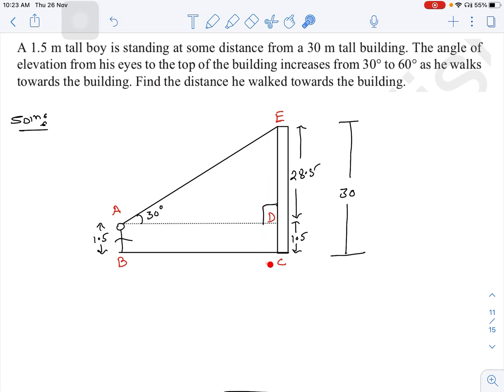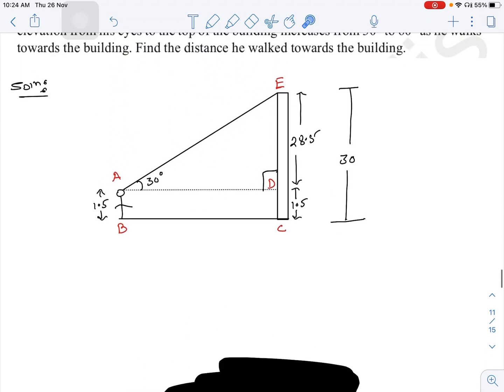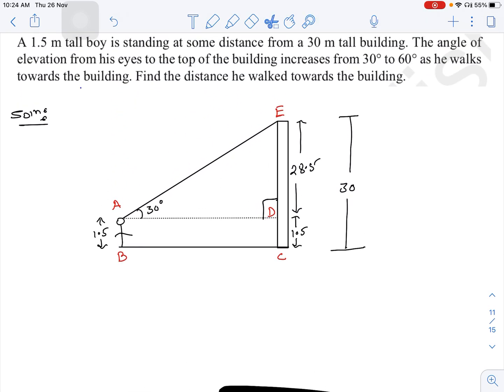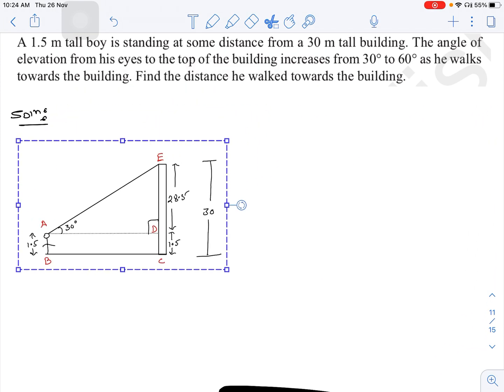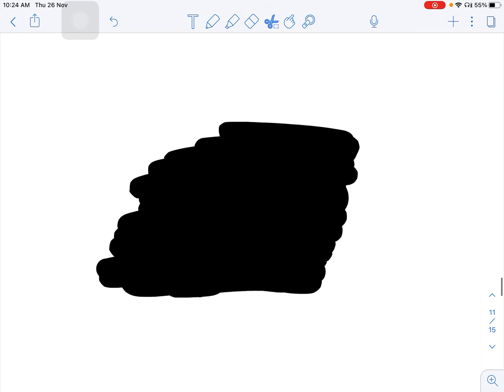Now, this total height of the building is 30. If we subtract the height of the boy, we get the remaining height of building as 28.5. That is 30 minus 1.5. Okay. Now the boy is moving towards the building, so the angle of elevation will be increasing. Okay. So I'm just making this figure small and let us bring it here.